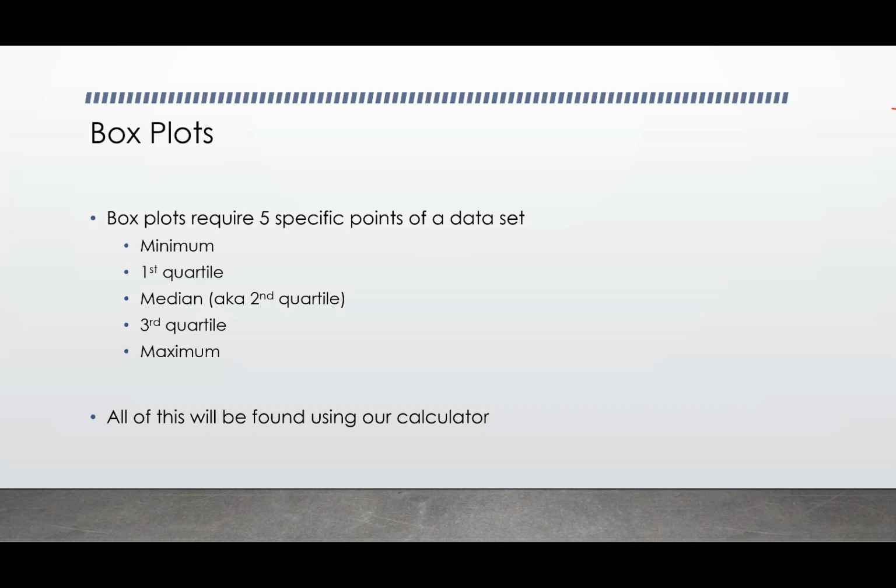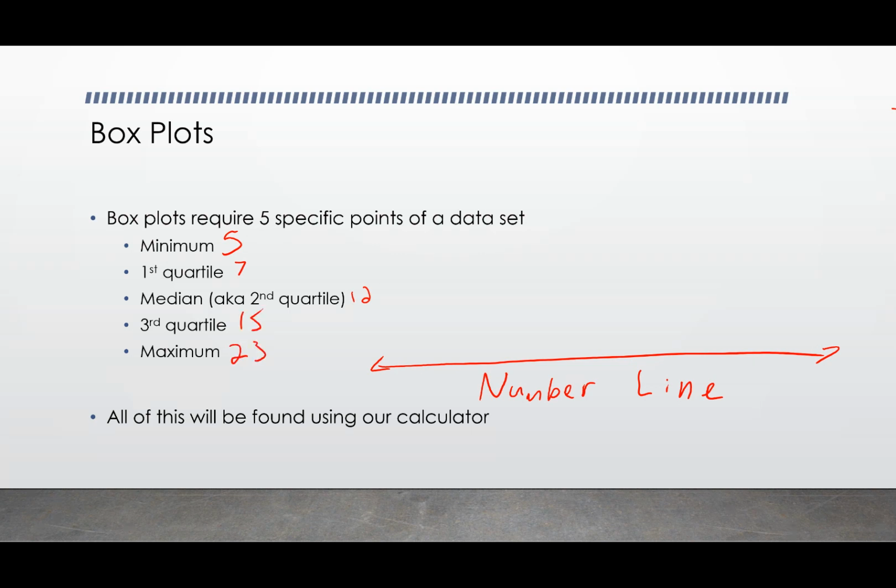So just to know what a box plot looks like, here's how we're going to draw them. We're going to draw them with a number line, and this number line will be, of course, very dependent on what type of values are in our data set, but it'll be a number line nonetheless. And then above the number line, we'll put the 5 components. So let's say our minimum was like 5, our first quartile was like 7, our median was like 12, our third quartile was like 15, and our maximum was 23. Let's say we calculated a problem and we got those values.